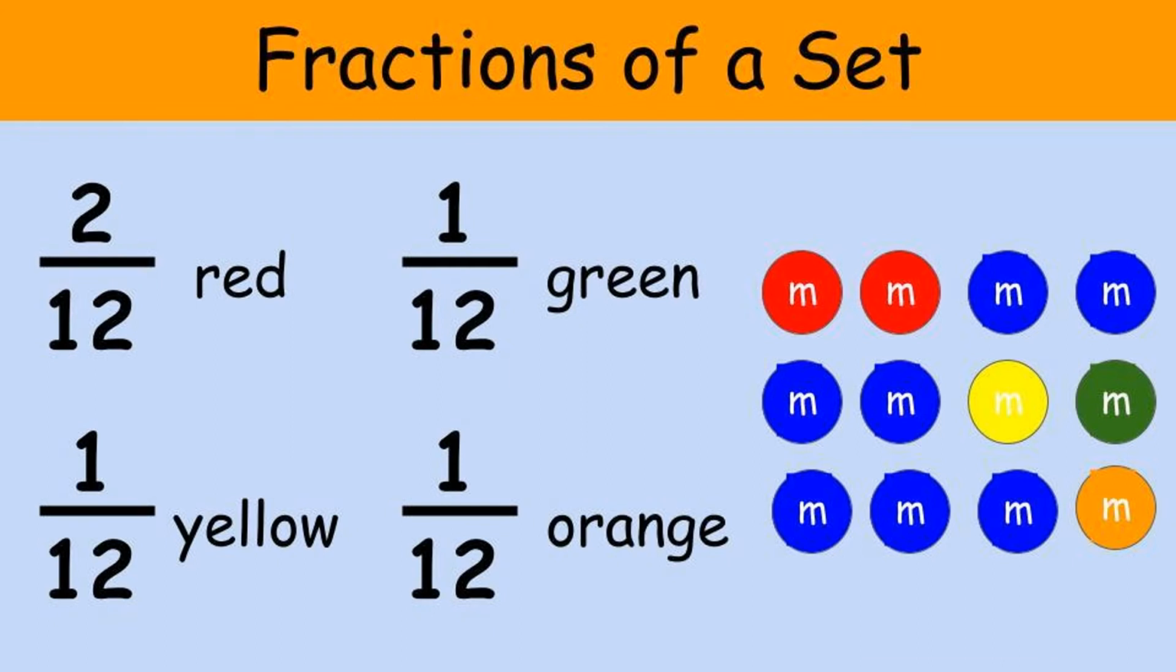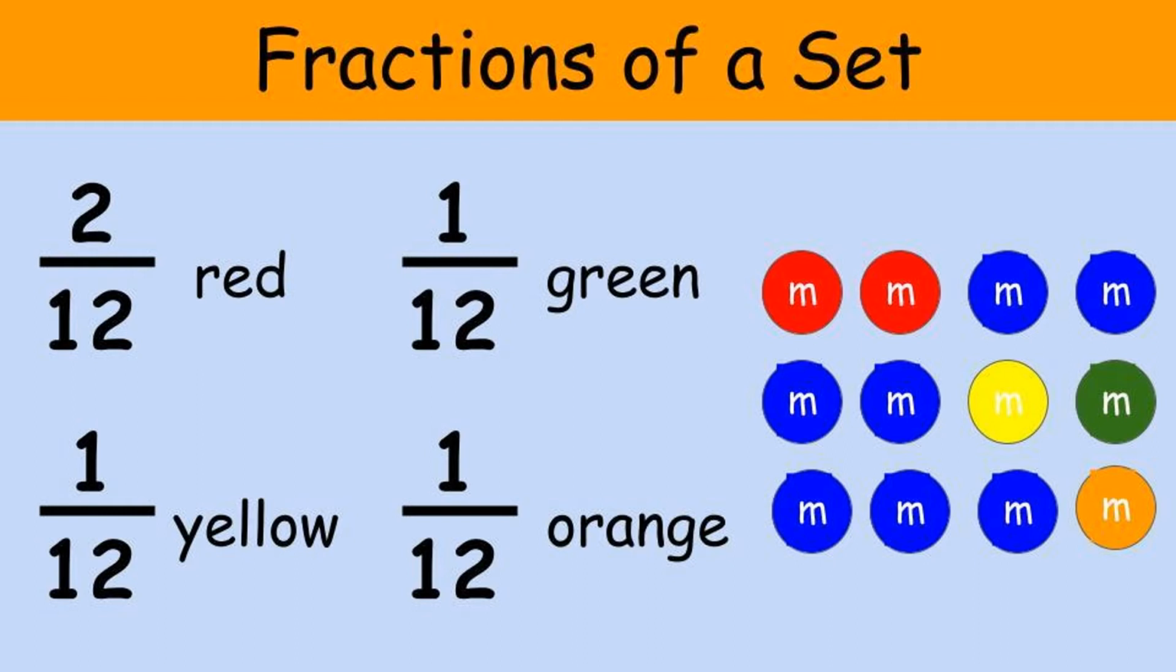We can figure out the fraction for all of our M&Ms in the box. Let's look at red. There are 2 red M&Ms, so our fraction is 2/12. When we look at green, yellow, and orange, we notice that each of them only have 1 M&M. So the fraction is going to be the same for each. 1/12. We have 1/12 green, 1/12 orange, and 1/12 yellow.